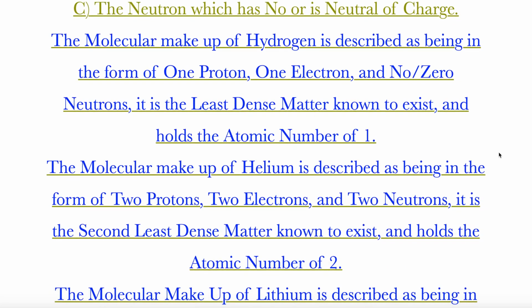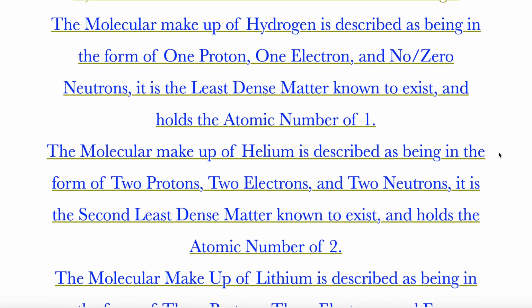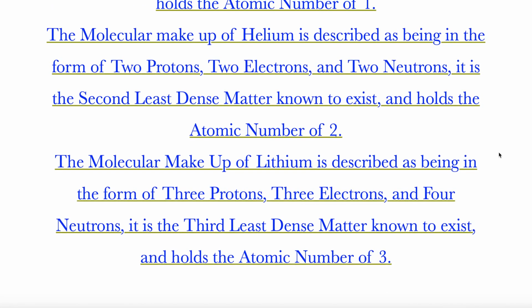The molecular makeup of hydrogen is described as being in the form of 1 proton, 1 electron, and 0 neutrons. It is the least dense matter known to exist and holds the atomic number of 1. The molecular makeup of helium is described as being in the form of 2 protons, 2 electrons, and 2 neutrons. It is the second least dense matter known to exist and holds the atomic number of 2. The molecular makeup of lithium is described as being in the form of 3 protons, 3 electrons, and 4 neutrons. It is the third least dense matter known to exist and holds the atomic number of 3.